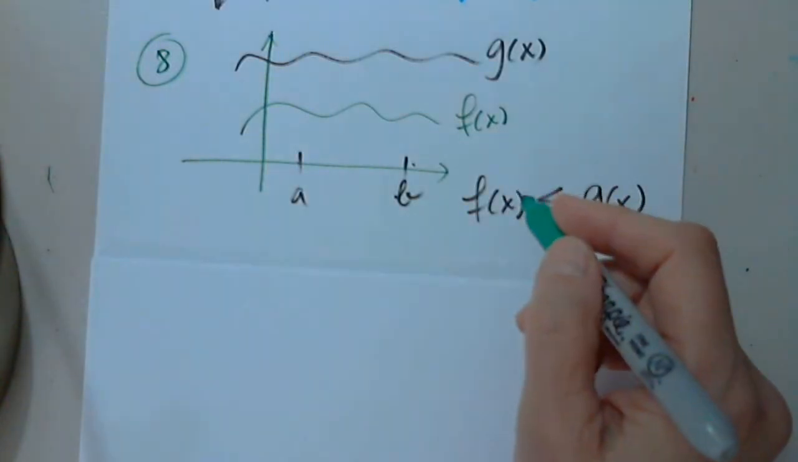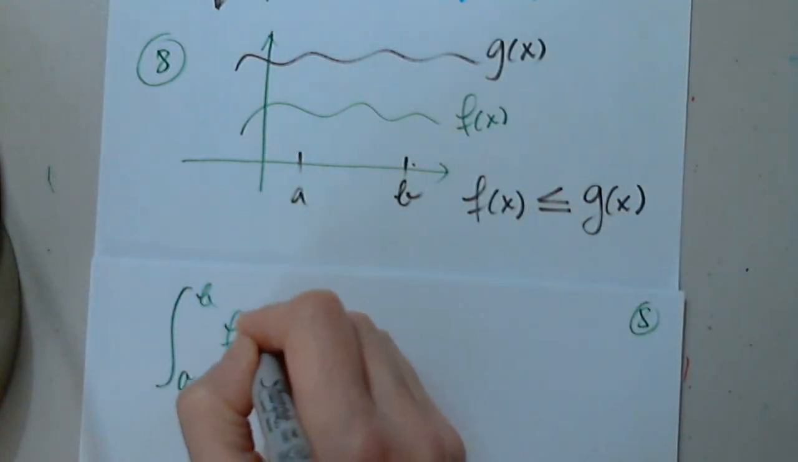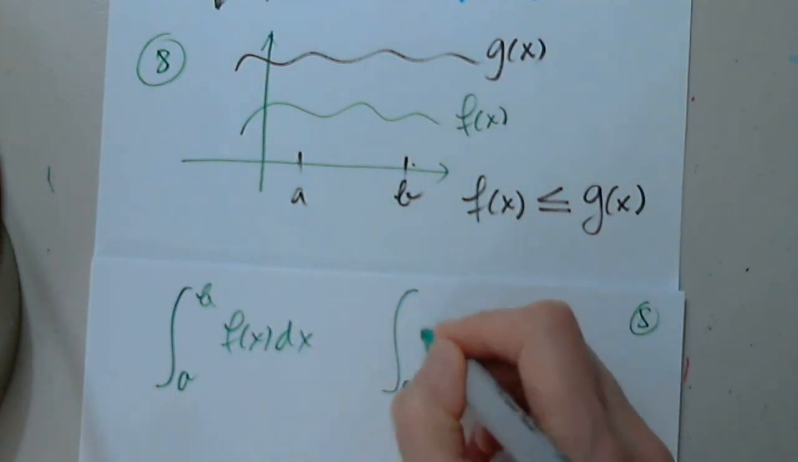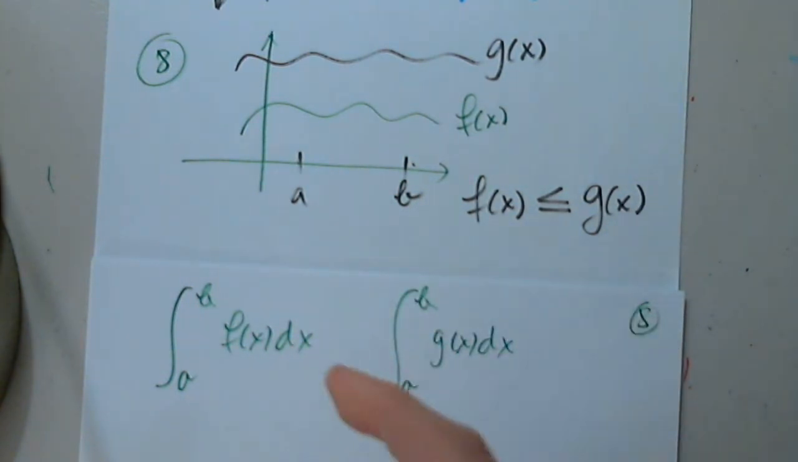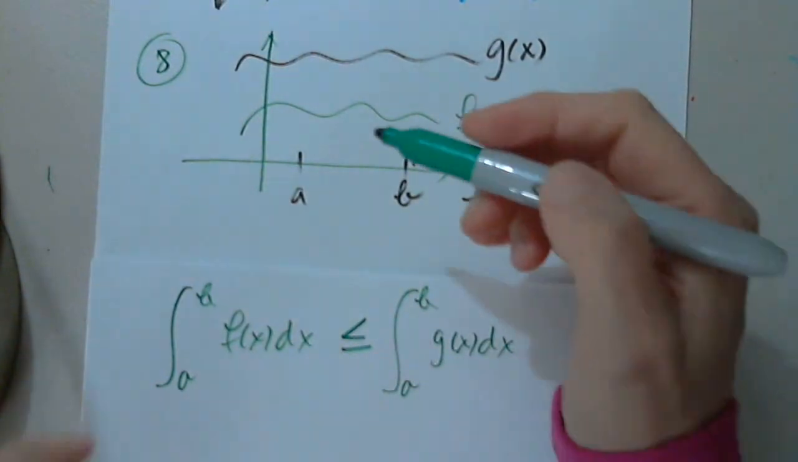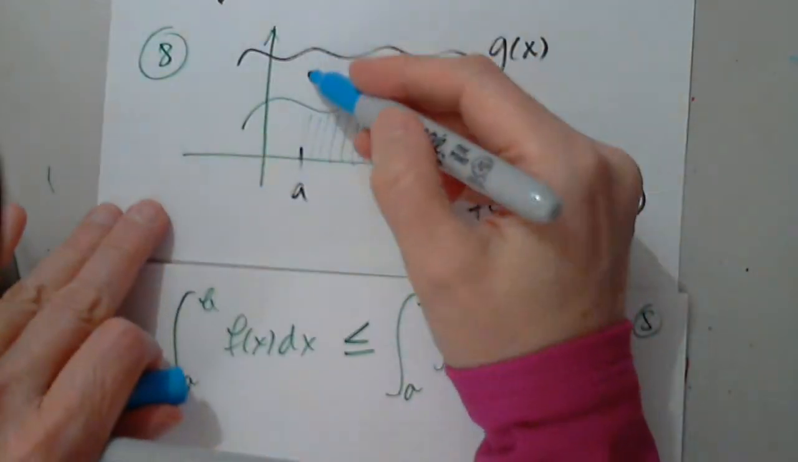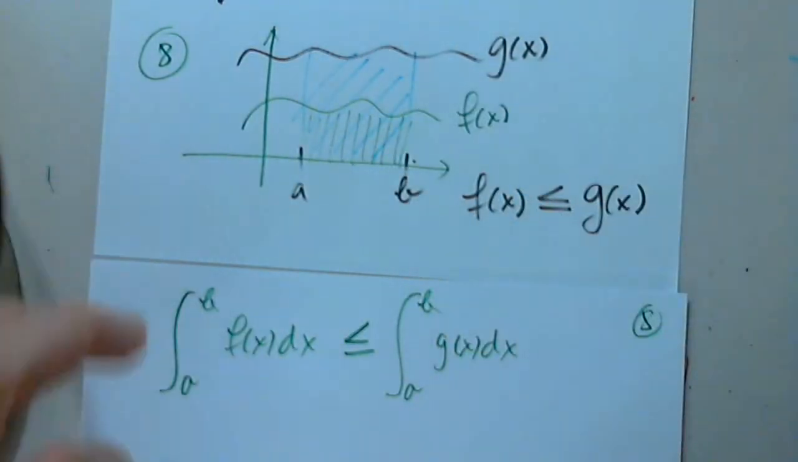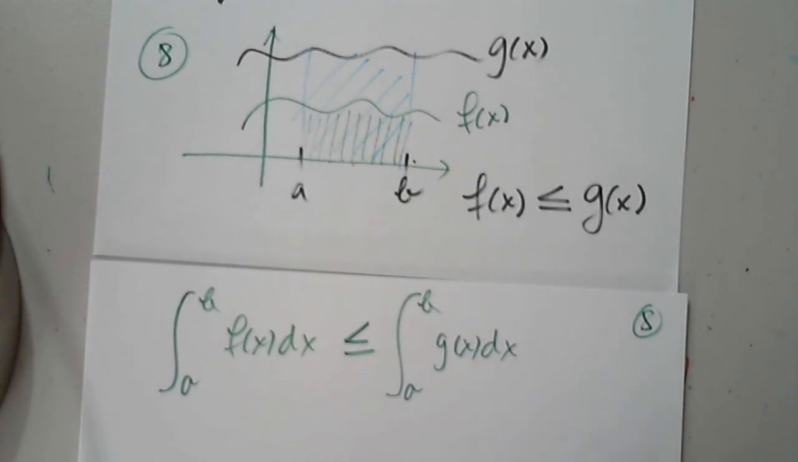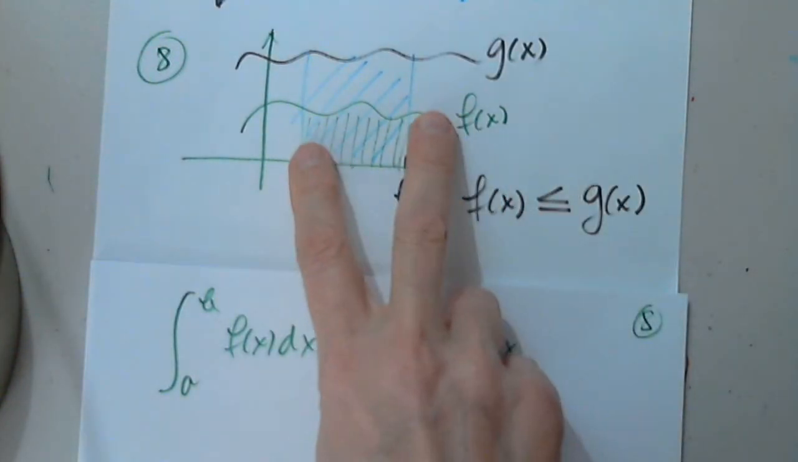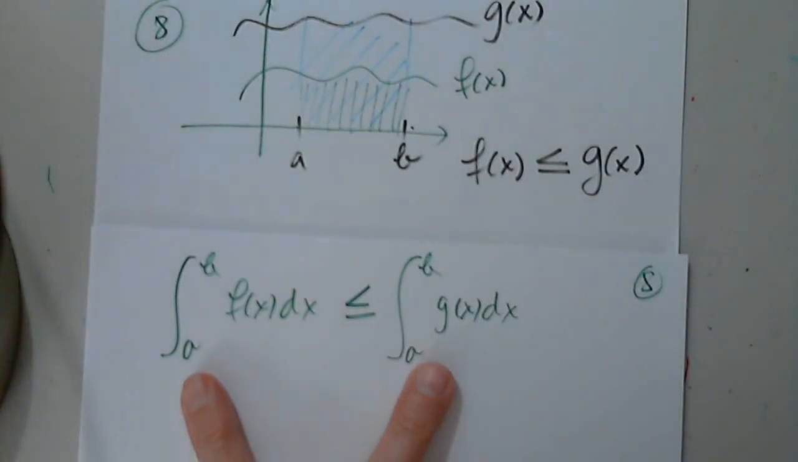Yes. Okay, then the integral from a to b of f of x dx and the integral from a to b of g of x dx, what would be the relationship between these two? Less than or equal to. Of course, obviously. This area will definitely be smaller than this area under g of x. So if this is the relationship between the 2 functions, this will be the relationship between the areas under their graphs. Okay, and I promised the last one.